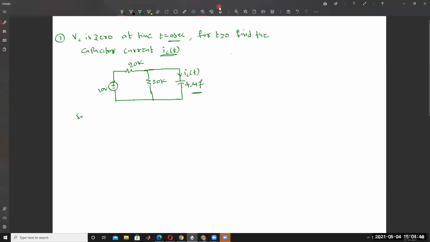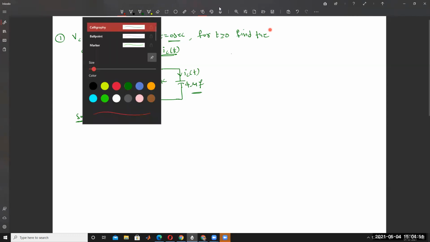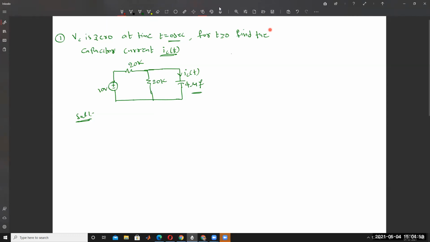So otherwise I will explain here. The voltage across the capacitor is given already. VC is equal to 0 at time t equal to 0. So that means VC of 0 minus is equal to VC of 0 plus. Capacitor does not allow sudden changes in voltage. So VC of 0 minus is equal to VC of 0 plus is equal to 0 volts, as given.